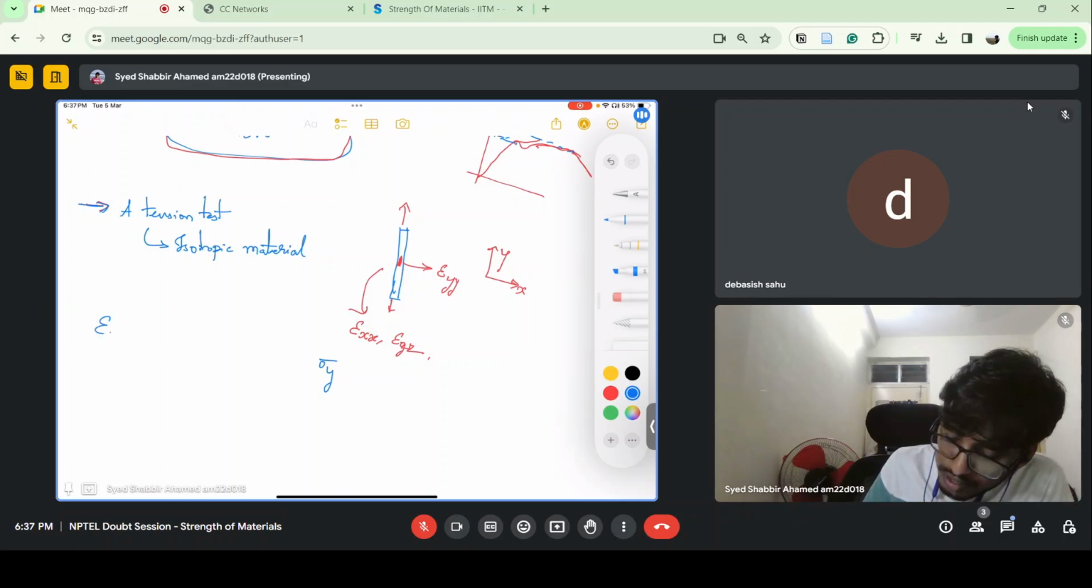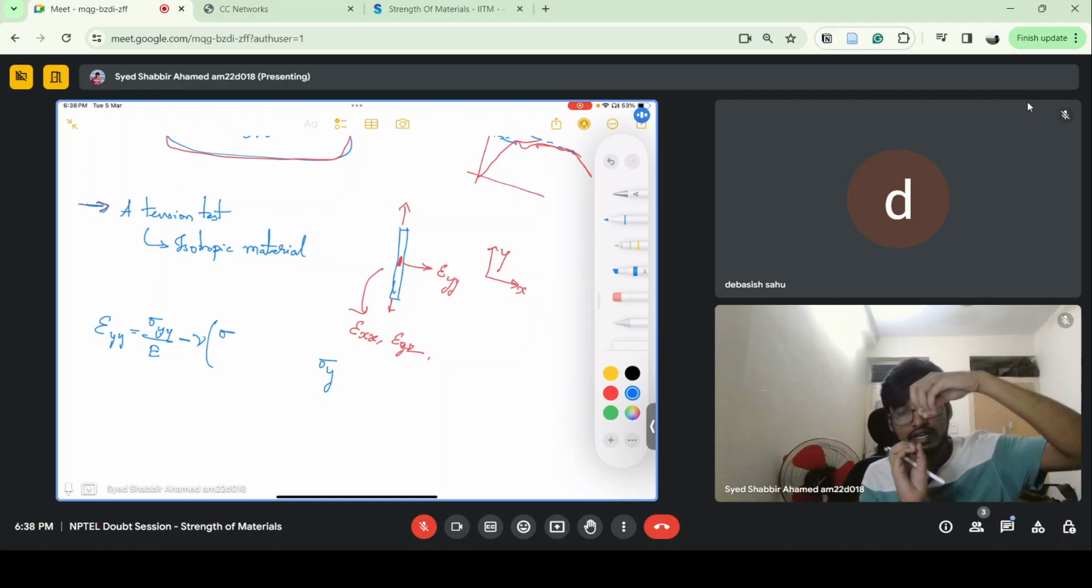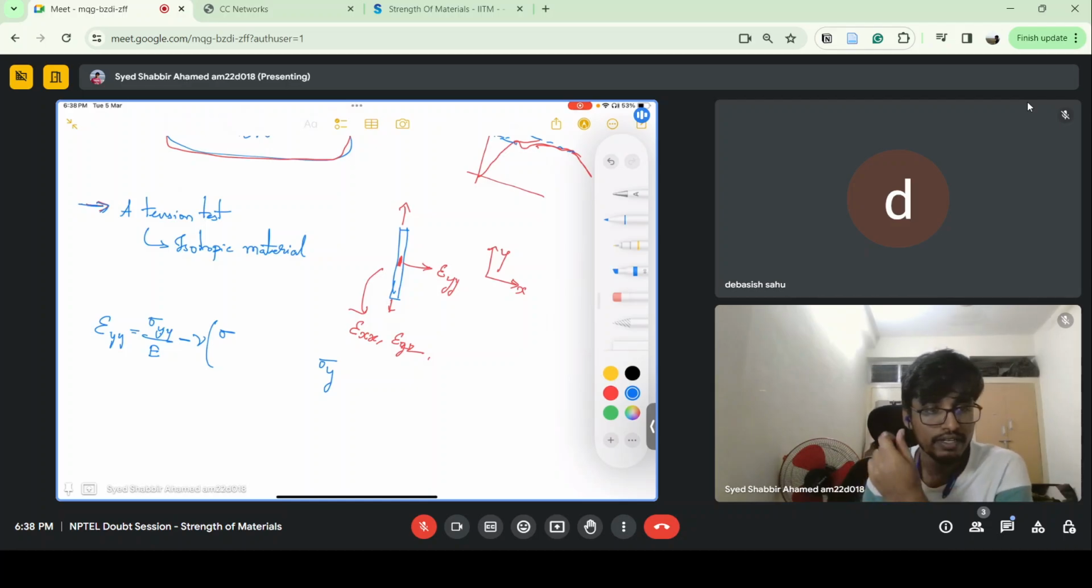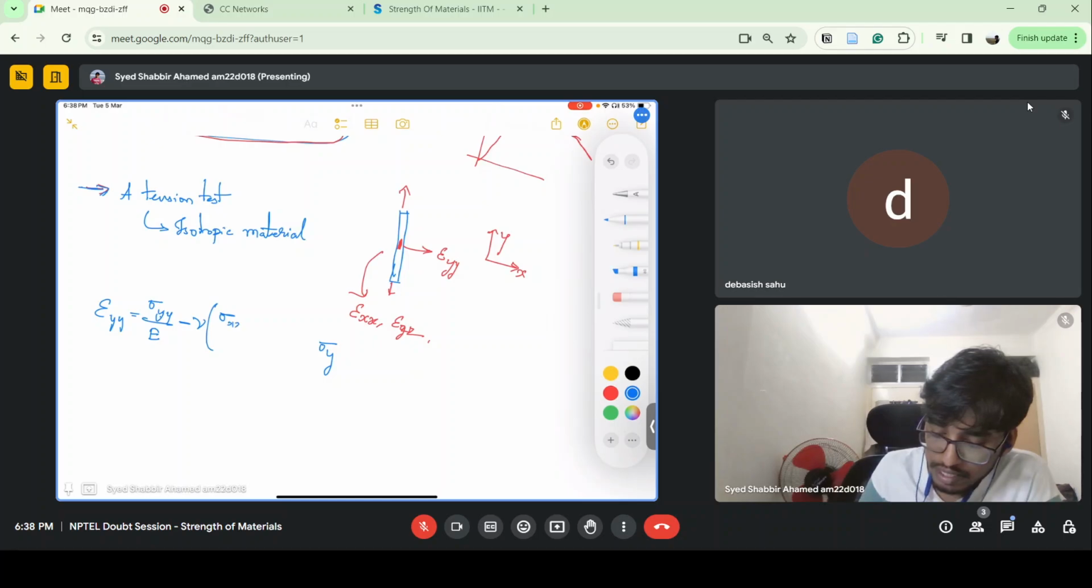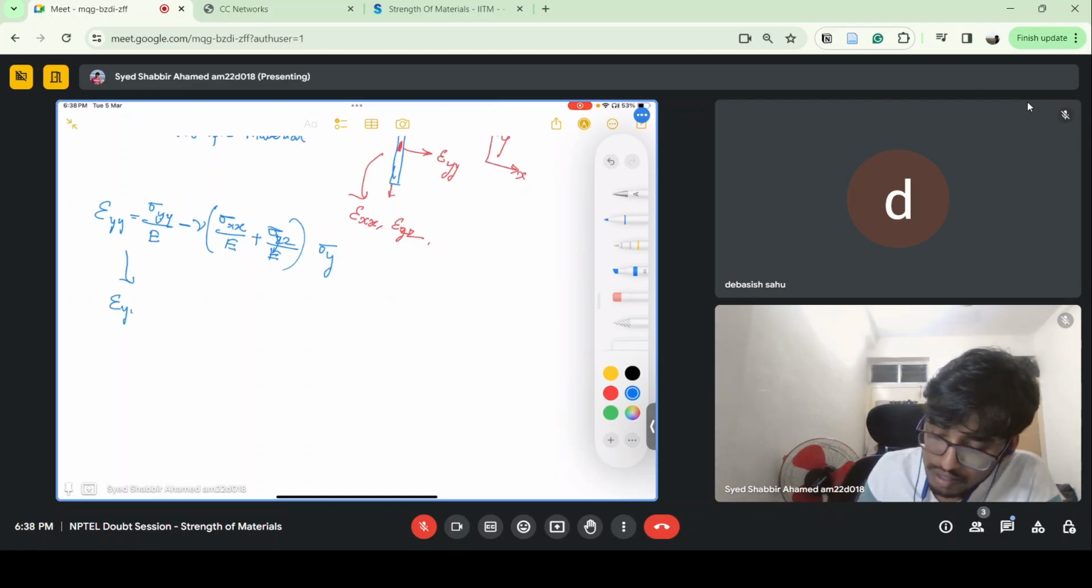When we have the relationship between stress and strain, epsilon yy is equal to sigma yy by E minus mu into sigma xx plus sigma zz by E. Whenever tension is applied, the material contracts in the breadth and width directions, due to which there are different strains occurring, including zz. Here, as I said, only the stress is being applied in the yy direction, so sigma xx and sigma zz will be zero, and this is the longitudinal strain in the y direction.